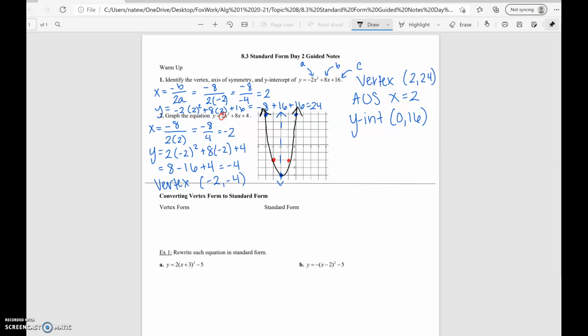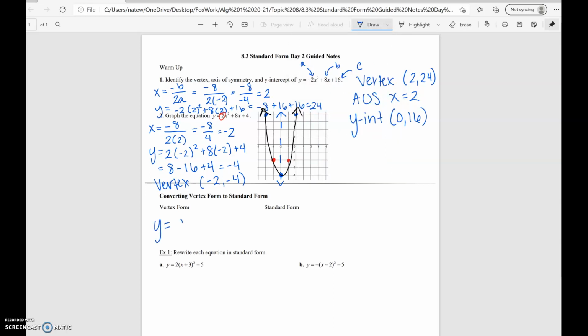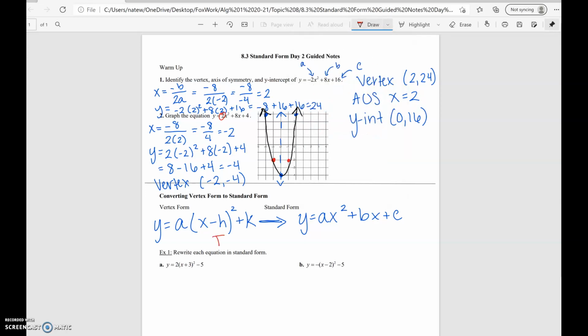And so a reminder that vertex form is y equals a times x minus h squared plus k. So we're going to take that form and we're now going to change it to standard form, which we talked about was a times x squared plus b times x plus c. So in order to get from vertex form to standard form, we're going to have to FOIL, and then simplify.